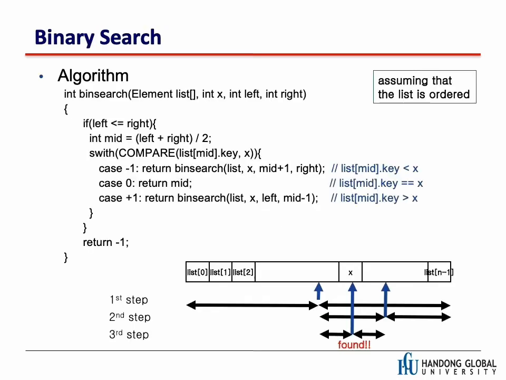But as you know, if we can assume that the list is ordered, then we can apply binary search. I think you're already familiar with this implementation. So with these functions, the computational cost is log n, right? Whenever we compare, we can narrow down our interest to half of the list. On average, log n is enough.